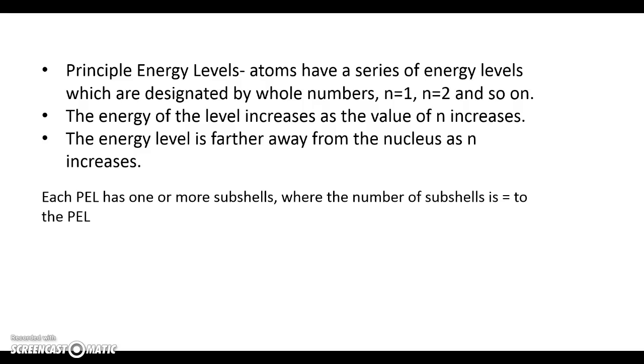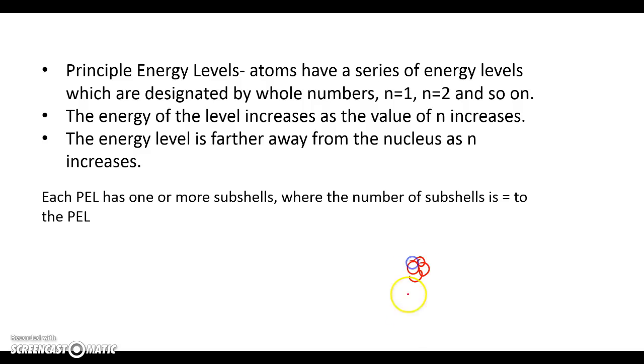In this video, we want to talk about electron configuration. We have talked about the principal energy levels. Atoms have a series of energy levels which are designated by these whole numbers. The energy of the level increases as the value of n increases, and as n increases, the energy level is farther away from the nucleus.